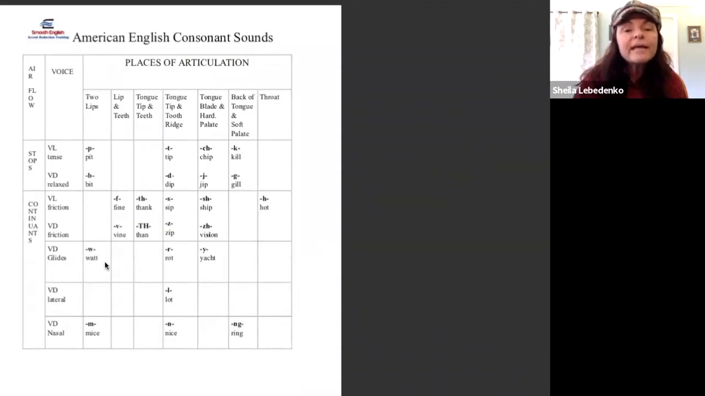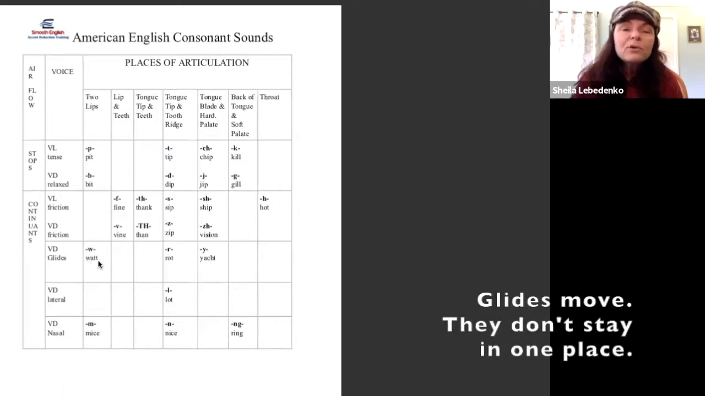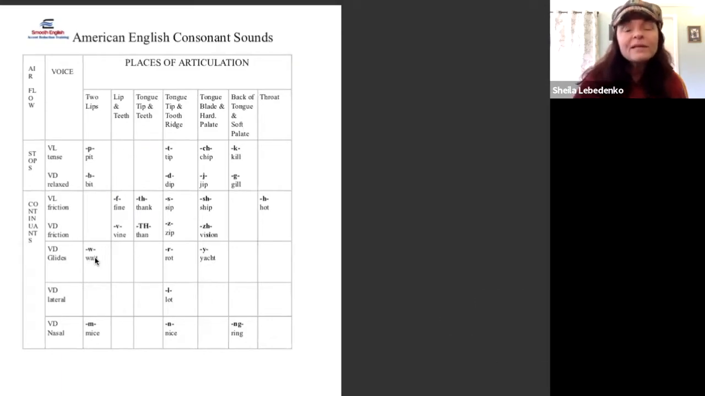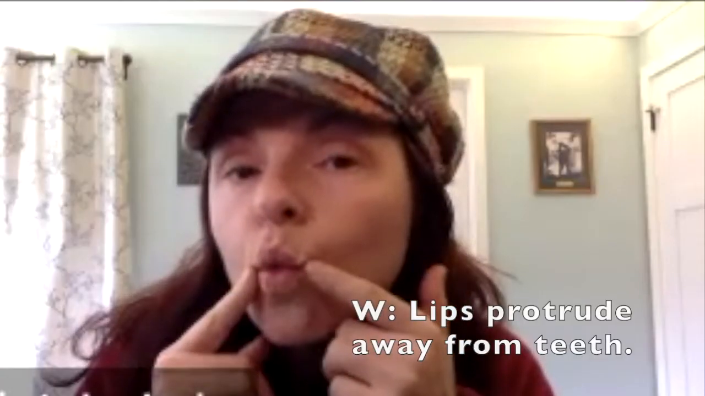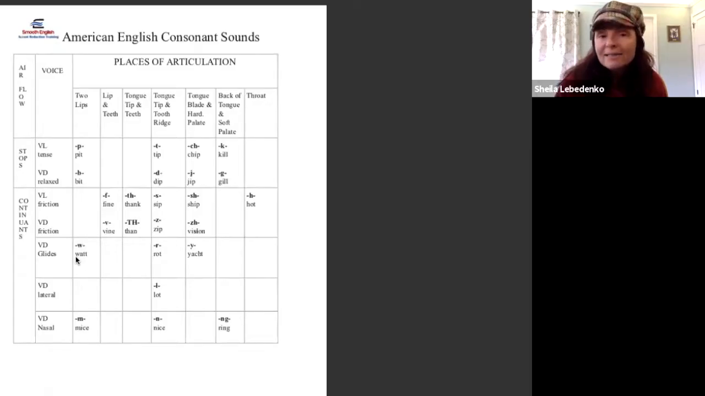So also a continuant are the glides, W, R, and Y. Now they move, they don't stay in one place, and the air continues or flows out of the mouth. So for the W, you're going to use the two lips, just like you did for P and B, but this time your lips don't touch, but they do come very close together. Let's look. Wah. So the lips get very round and they protrude away from your teeth. Very important that your lips are nowhere near your teeth. Wah. So we have the word wat.